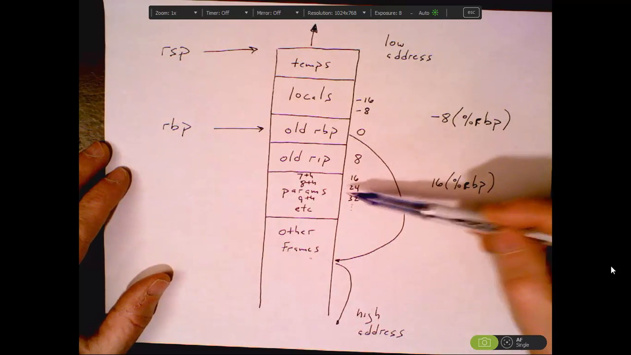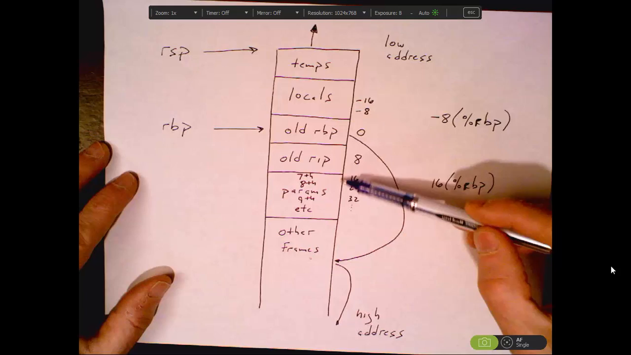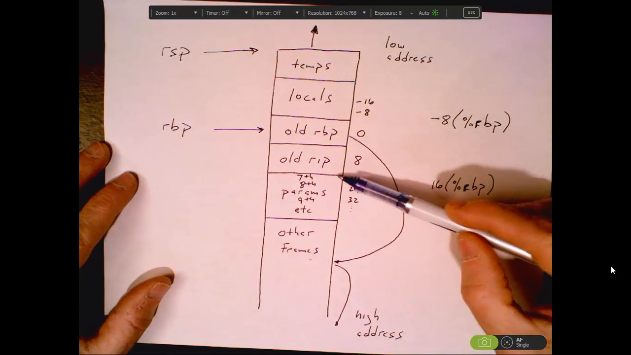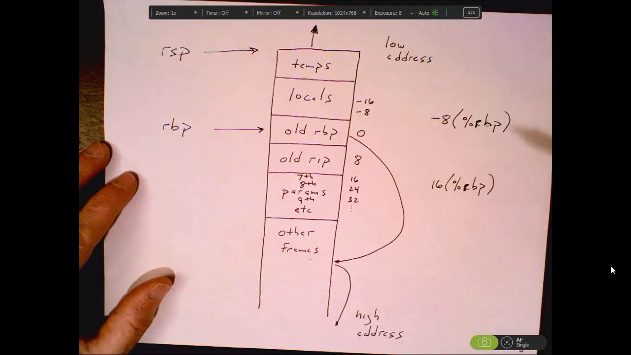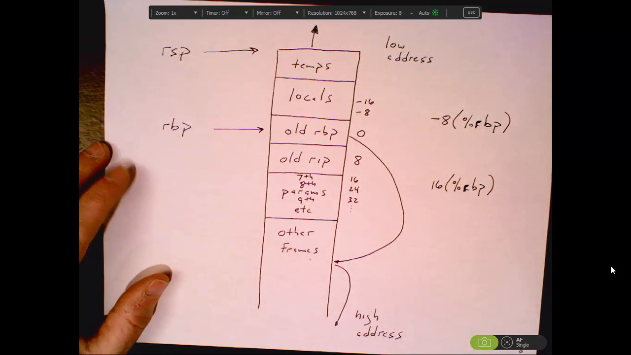Now it turns out the first 6 parameters are passed in registers. We'll look at the details of that in a moment. But if you have more than 6 parameters, they're going to be in this area on the stack. And again, to address the 7th parameter, it would be 16 off of the RBP.